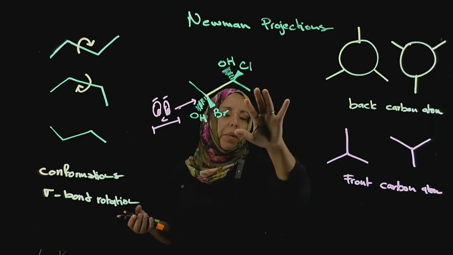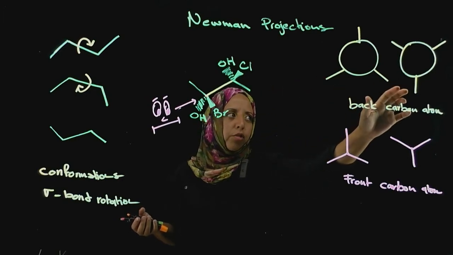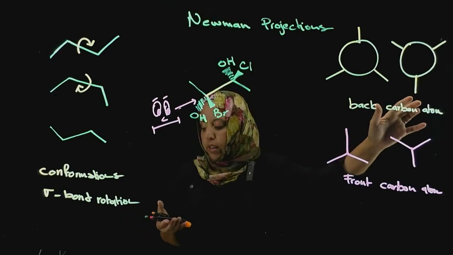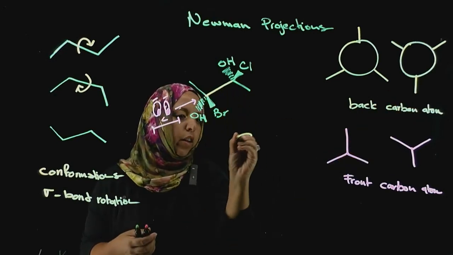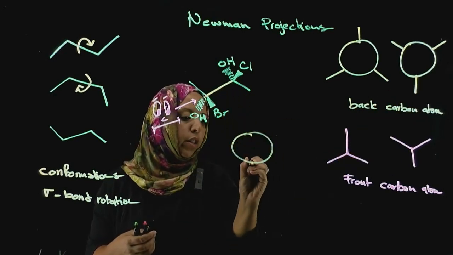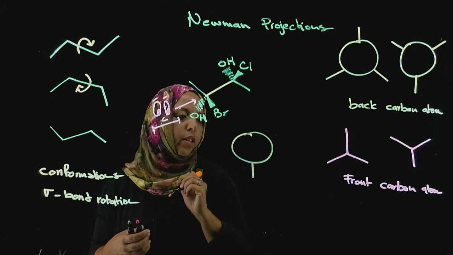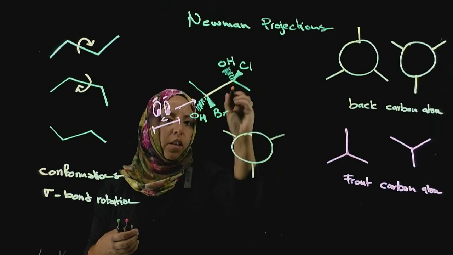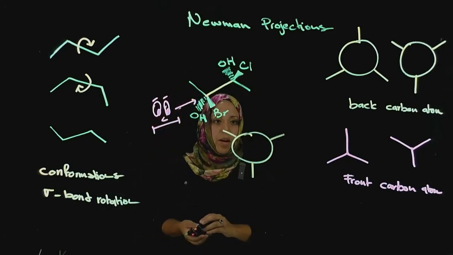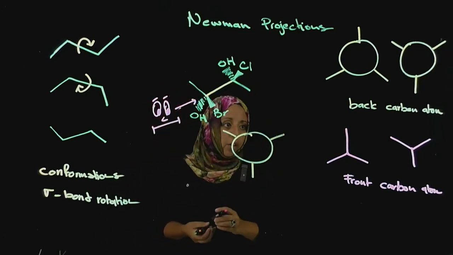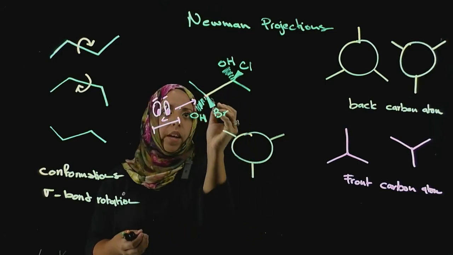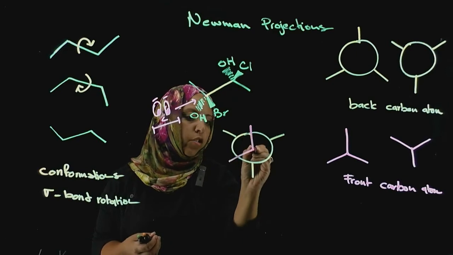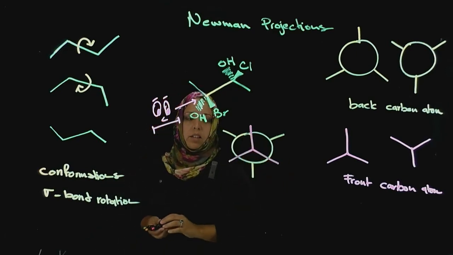So I'm going to start with the back carbon. I'm going to choose this because the group pointing in plane of the paper is pointing downwards. All right, so that's my back carbon. The group that's in plane of the paper is pointing downwards. And then I have my dashes and my wedges, either to my left or to my right. And if I look at my front carbon, then the group pointing in plane of the paper is pointing upwards. And then I have my dashes and my wedges to either side, okay?